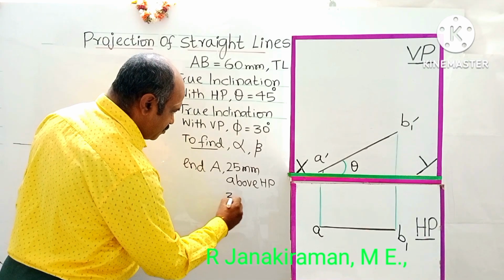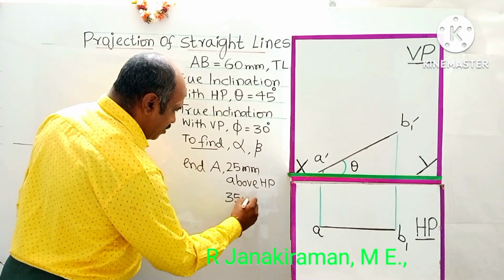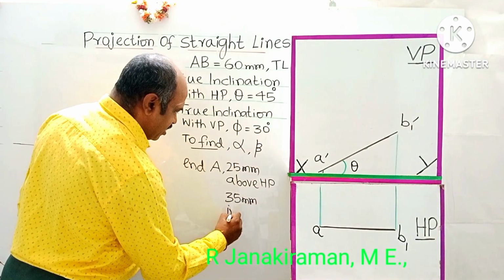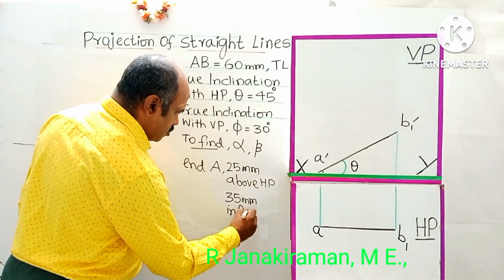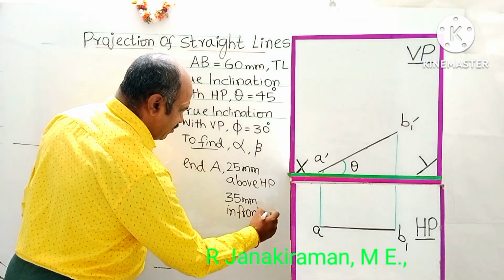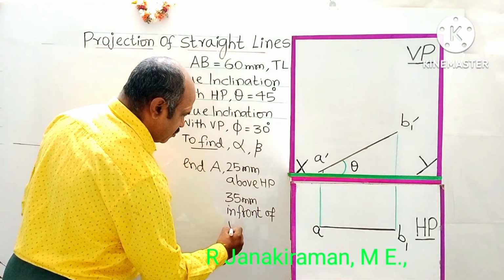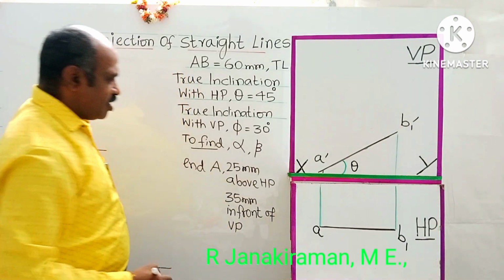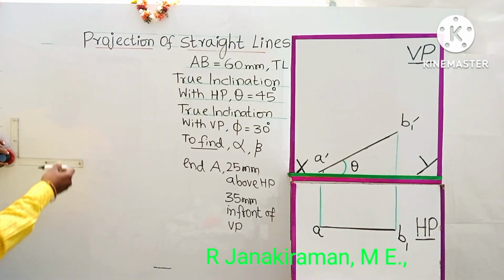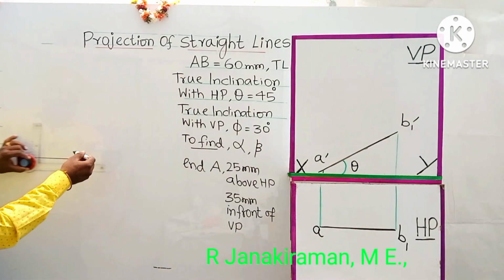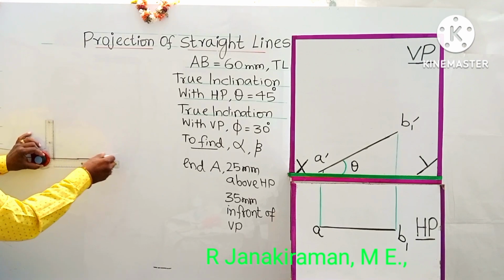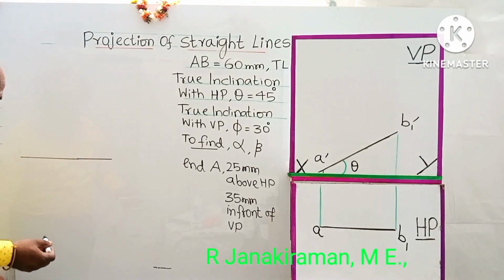35 mm. 35 mm in front of VP. That has to be copied in front of VP. Understand? First, you draw the reference line called the XY line using an HB pencil like this.